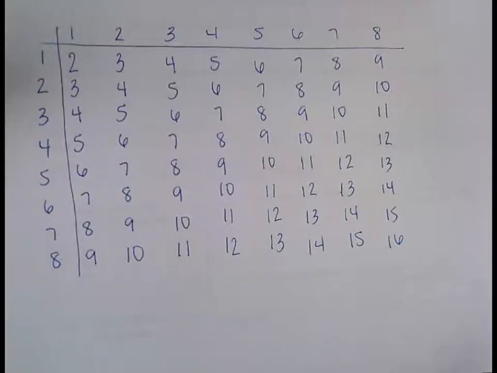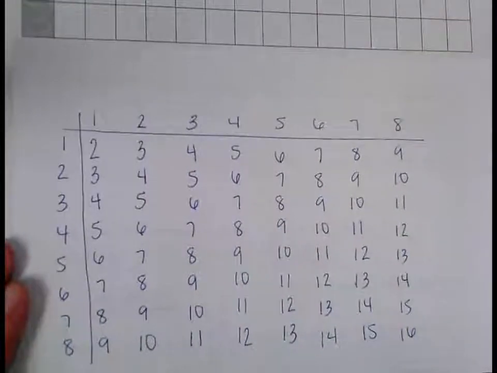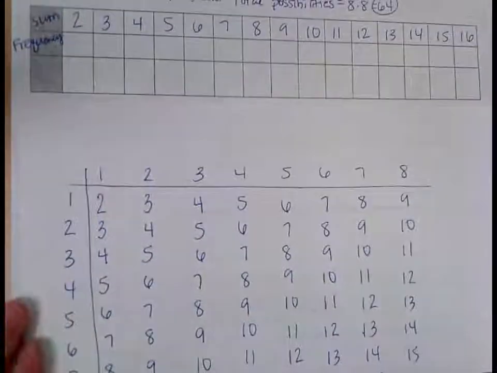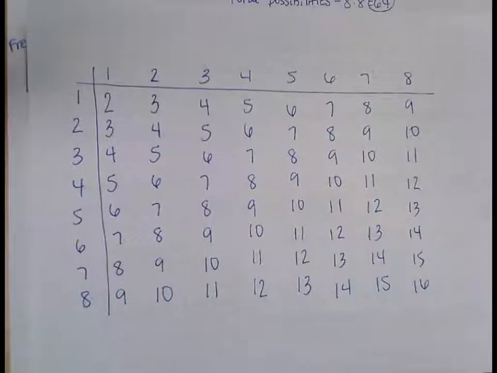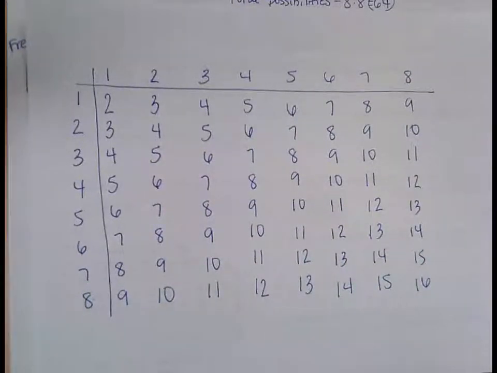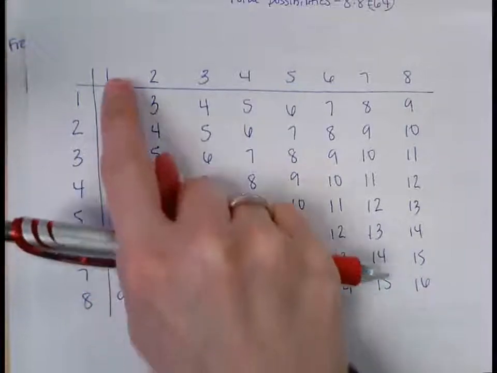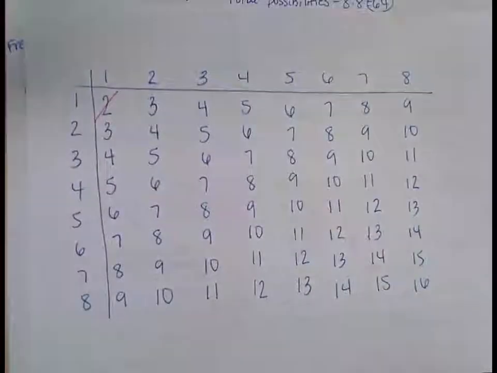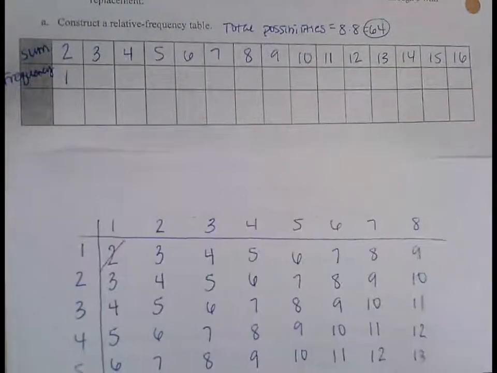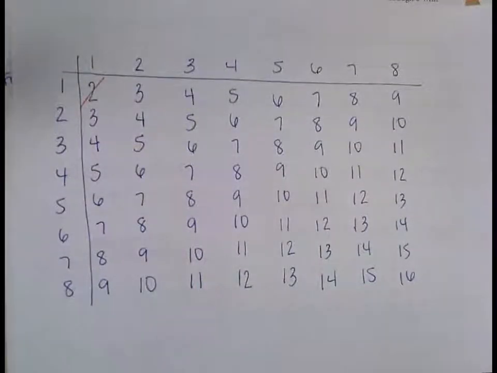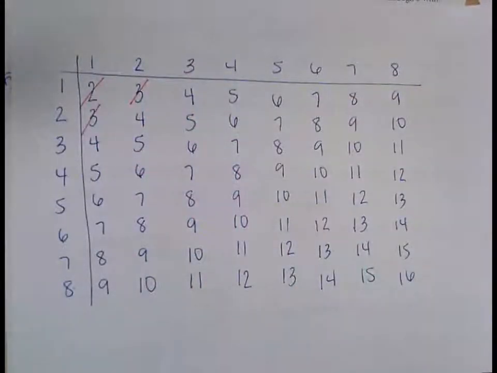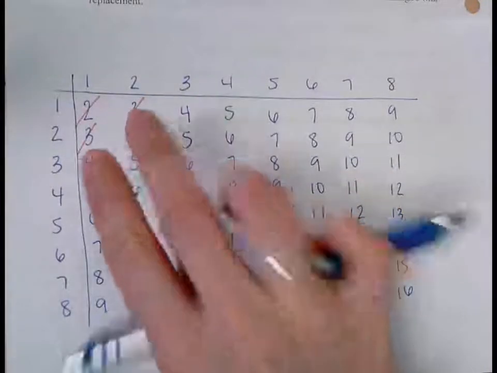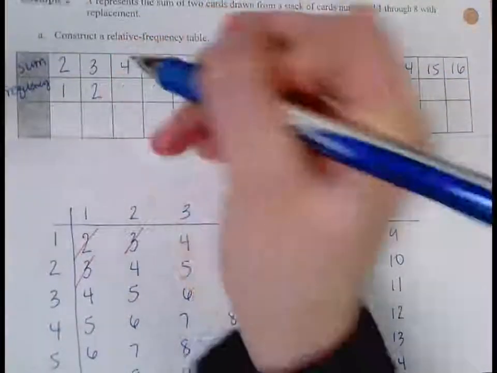So once you have them listed out, now I'm going to be filling in this frequency part of my table. I'm looking at this list and saying, how many times out of these 64 possibilities could I get a 2? The only time I'm going to get a 2 is if I draw a 1 and a 1. So the only time I get a 2 is once. That frequency is 1. Then I look and see how many times could I get a sum of 3, 2 different times. So the frequency of getting a 3 showed up twice in my table.